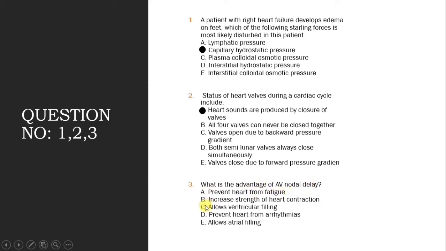Prevent heart from fatigue, increase the strength of heart contraction, allows ventricular filling, prevent heart from arrhythmias, allows atrial filling. So AV nodal delay is a delay between the contraction of the atria and the contraction of the ventricles. So AV nodal delay causes increased time for the ventricular filling. So this is going to be option C.